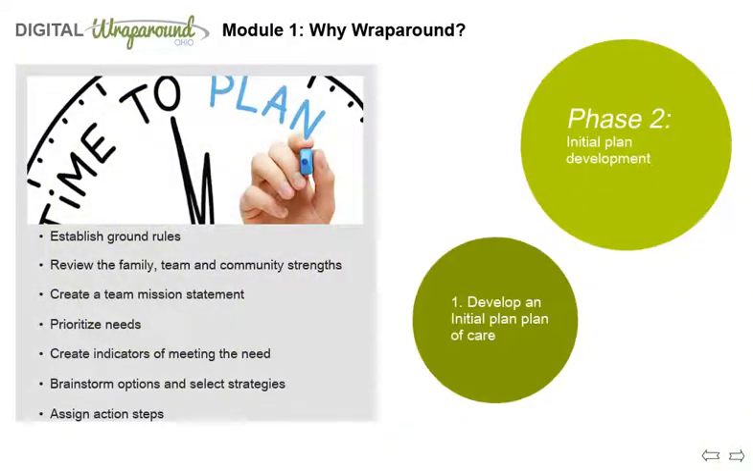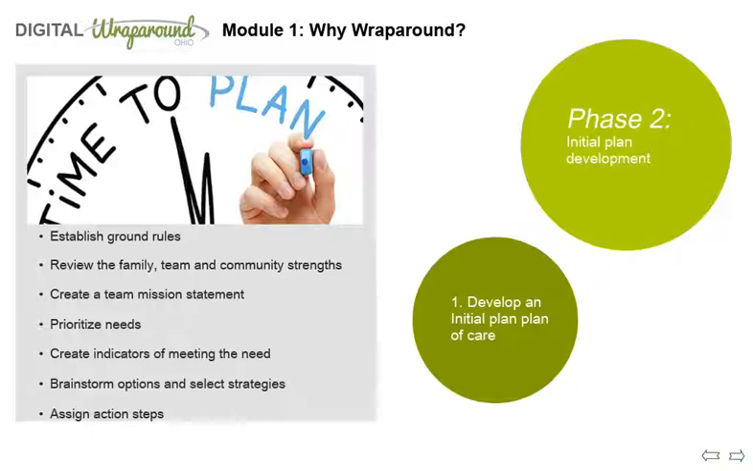Developing an initial plan of care. The facilitator guides the team in coming together to form a team and set the foundation for the wraparound process. As a team, the facilitator guides the team in establishing ground rules around confidentiality, mandated reporting, and creating a safe and blame-free environment to hold meetings. Review the family, team, and community strengths document or inventory and make additions or adjustments. Create a team mission statement that incorporates the family's vision into an overarching goal the team can work to accomplish until they transition from formal wraparound.